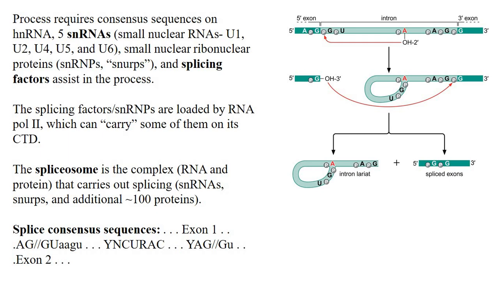This consensus sequence on exon 1 is usually AG, GU. That hash here means exon intron boundary. So this is part of the exon, this is part of the intron. This is that middle sequence of the intron. A is the branch site, and then this is the 3' end of the intron and 5' end of the exon. So these GG make these exon boundaries.